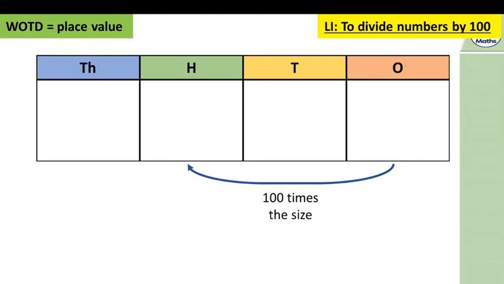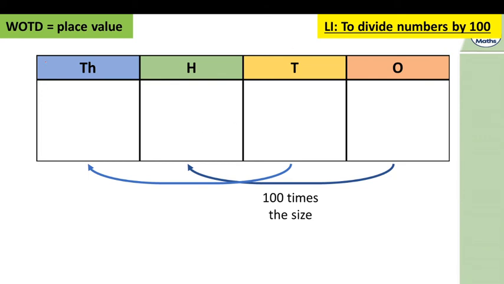If we take the number 1, the simplest number you can put into the ones column, times it by 100. 1 times 100, one lot of 100, is 100. So I'd have a 1 in here and 2 zeros there. And that would show me that if I times by 100, I move 2 columns to the left. So 100 times the size is 2 columns to the left.